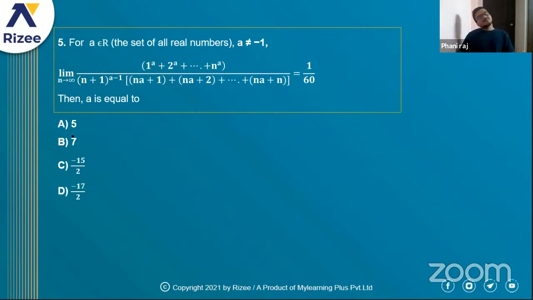Okay. So next comes the 5th question. For a belongs to R and a not equal to 1. You know why they mentioned that a plus 1 is not 0? A should not be equal to 1. We'll discuss why.